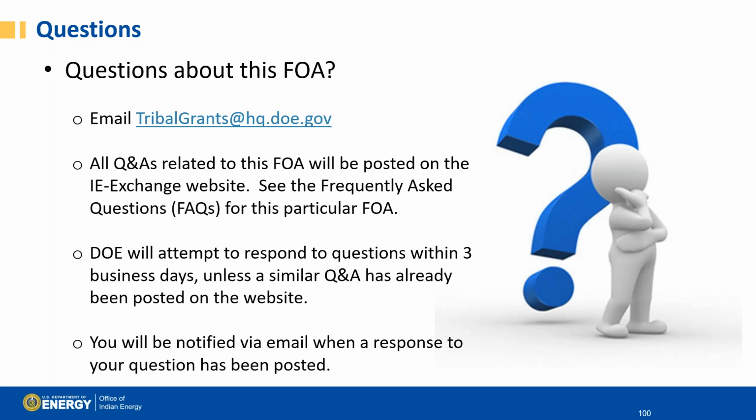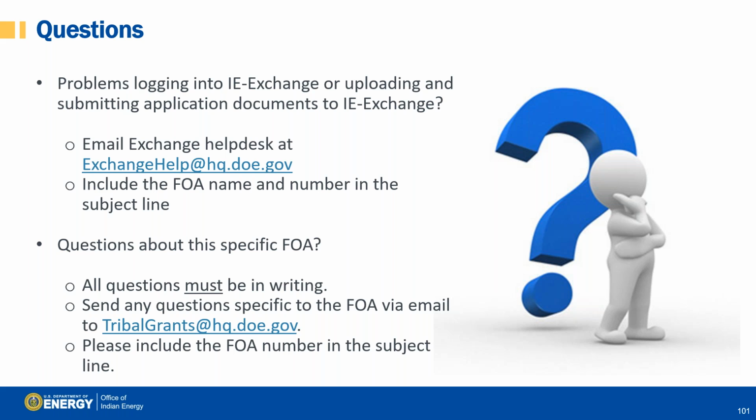Okay, next slide. Some contact information here for problems logging into IE-Exchange or uploading and submitting application documents. You can email Exchange Help Desk. Again, the email address is on there, exchangehelp@hq.doe.gov, and include the FOA number in the subject line. Exchange Help can be found in the upper right corner of each web page on IE-Exchange or under Contact Us at the bottom of each web page as well.